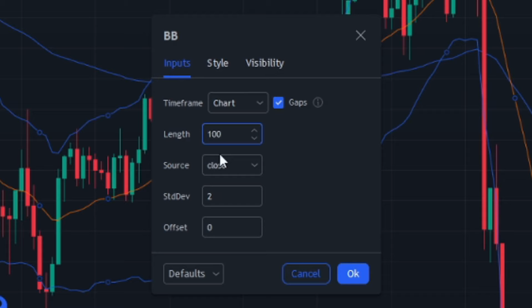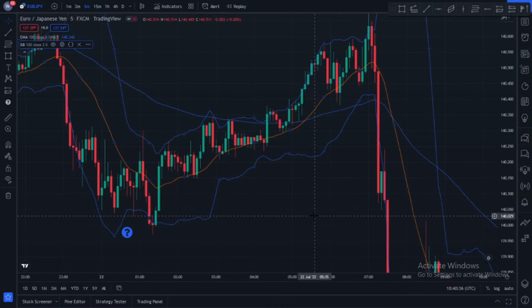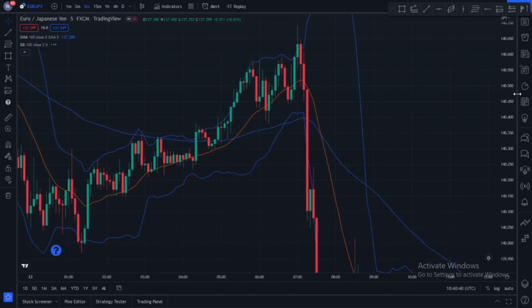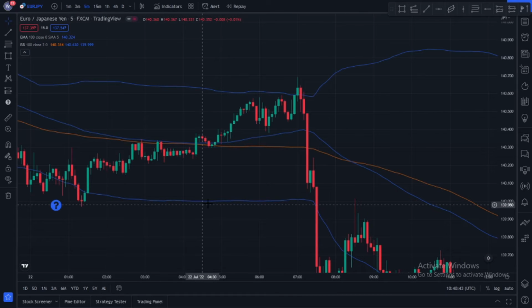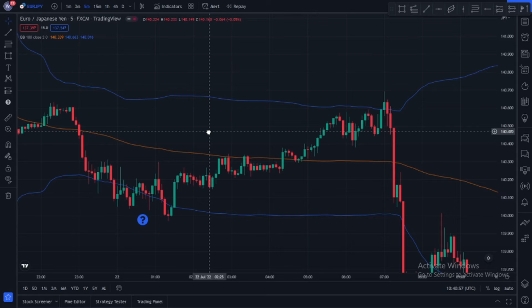The indicator is ready. This indicator consists of a lower line, an upper line and a middle line, which is the EMA. The upper and lower lines surround the price and show the price range. The middle line or EMA also shows the average price of the previous candles. With the help of this indicator, we can understand where the price will reverse and return.